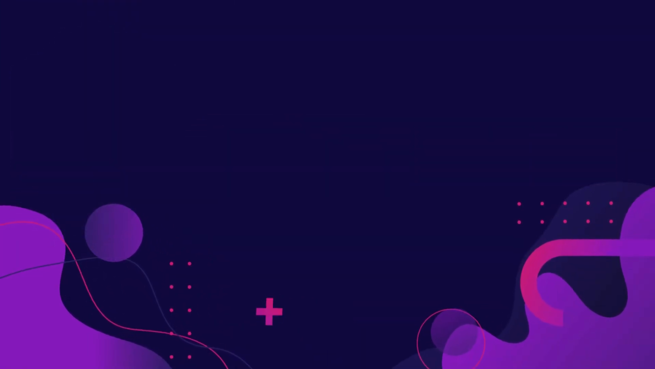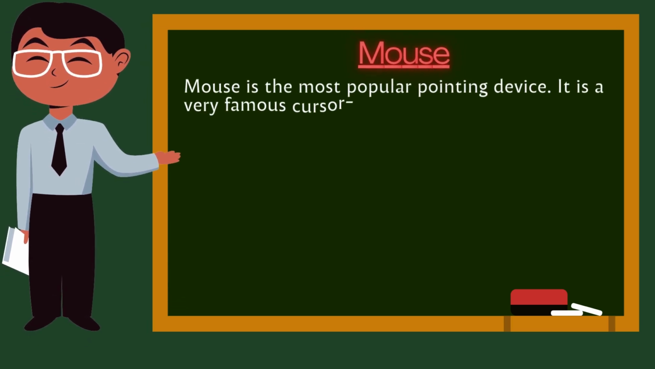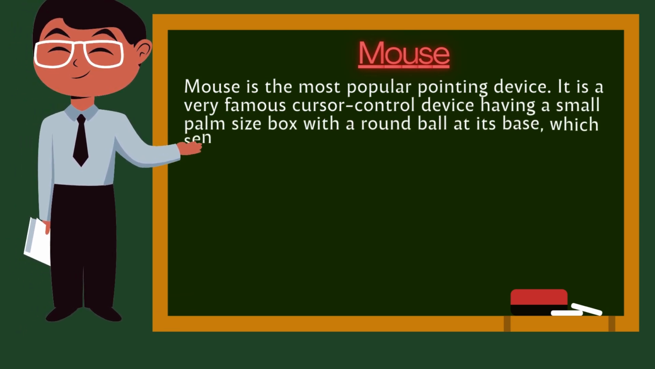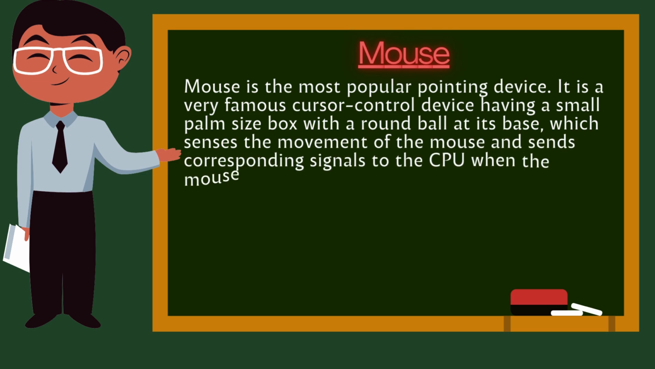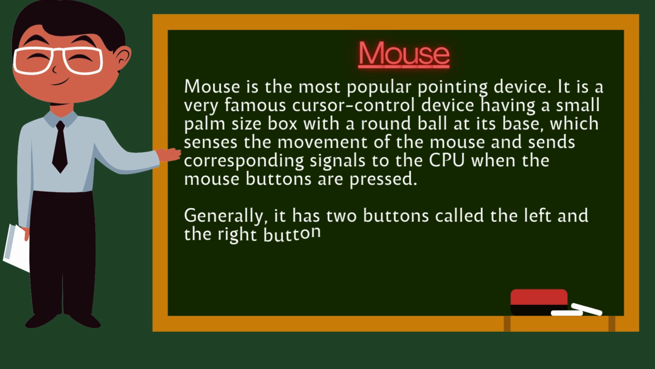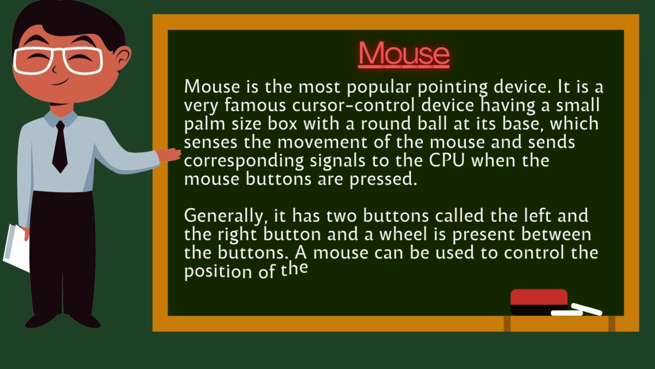Mouse. Mouse is the most popular pointing device. It is a very famous cursor control device having a small palm-sized box with a round ball at its base, which senses the movement of the mouse and sends corresponding signals to the CPU when the mouse buttons are pressed. Generally, it has 2 buttons called the left and the right button, and a wheel is present between the buttons. A mouse can be used to control the position of the cursor on the screen.